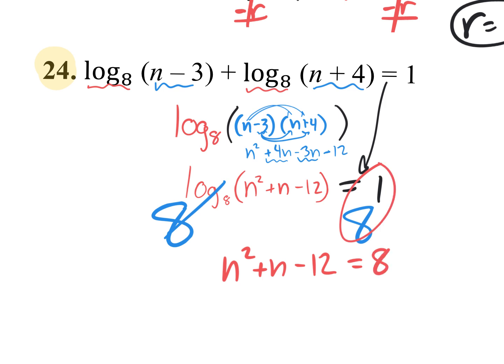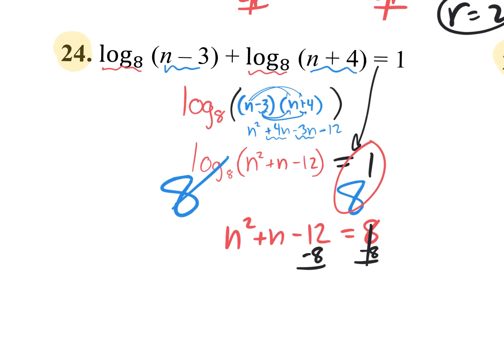And again, you have a quadratic. And again, to solve a quadratic, you have to set it equal to 0 and then solve, right? So we're going to get rid of the 8. What you do to one side, do to the other. You're going to rewrite it. It's n squared plus n minus 20 equals 0. My bad, minus 20.